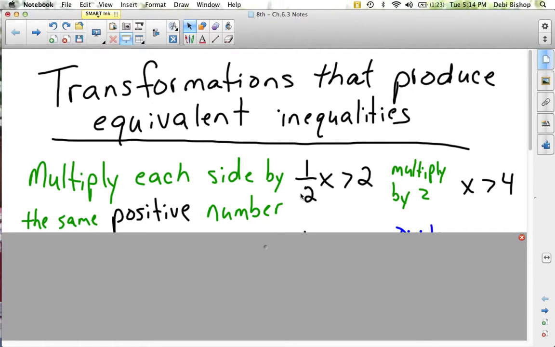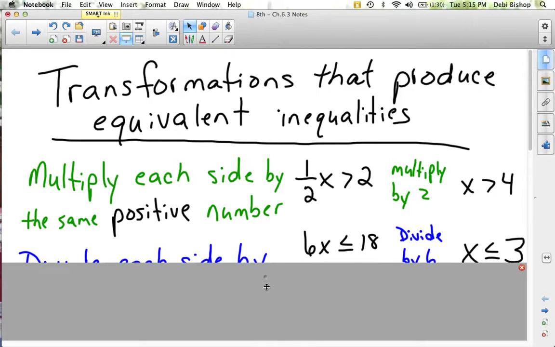So if my problem was 1/2 x is greater than 2, I want to get x by itself. So for 1/2 x, I need to get rid of the 1/2. I multiply by the reciprocal, which in this case is 2. So I multiply 1/2 by 2, and I multiply the other side by 2. So I get x is greater than 4. So again, you have to multiply by the same positive number.